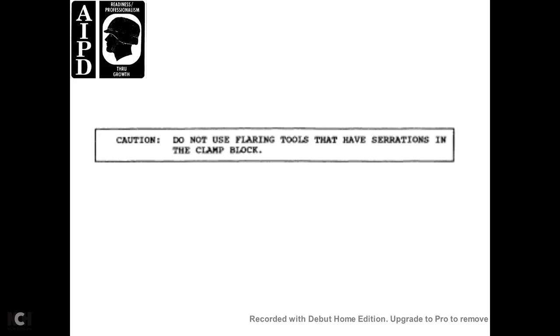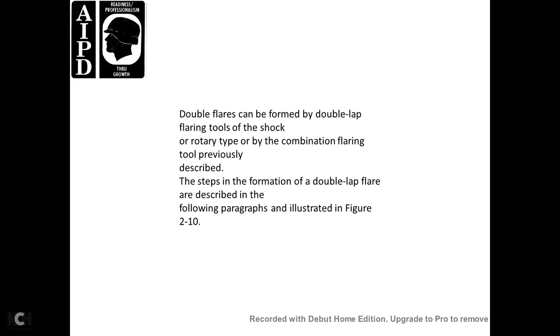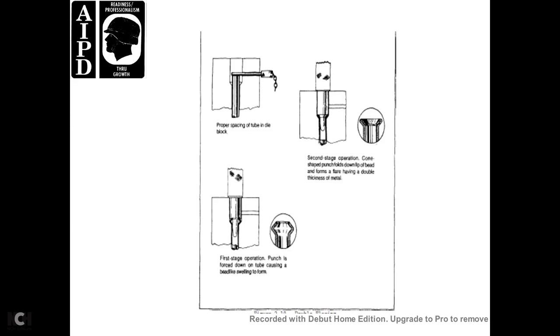Caution: do not use flaring tools that have serrations in the clamp lock. Double flares can be formed with double flaring tools of the shock or rotary type, or by a combination of flaring tools previously described. The steps in formation of a double flare are described in the following paragraphs, illustrated in Figure 2.10. Our two steps show the double flare forming process.